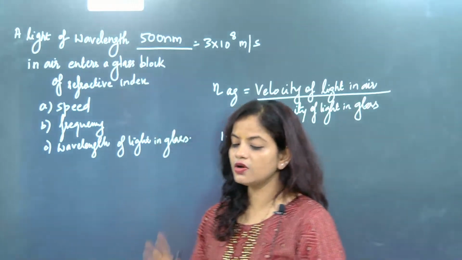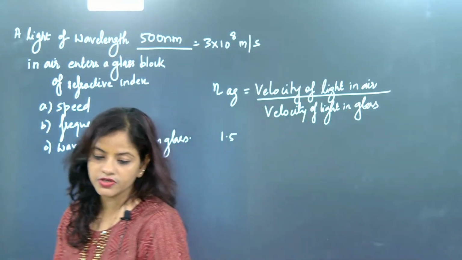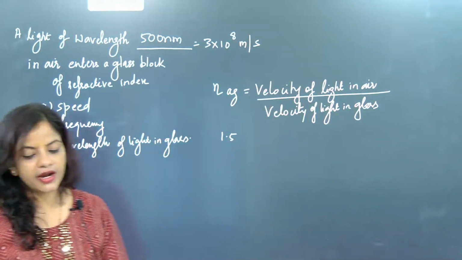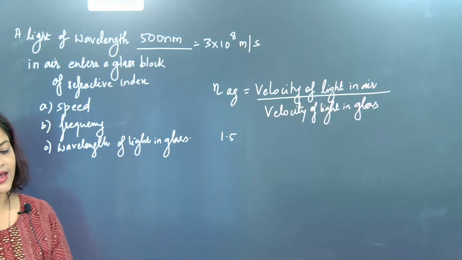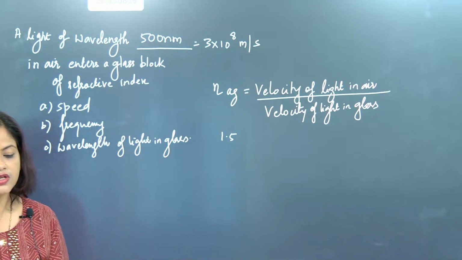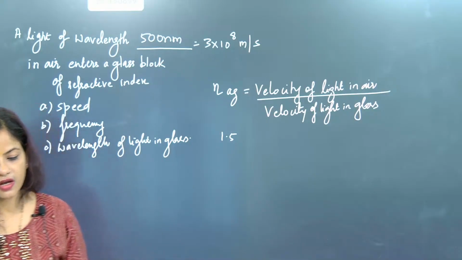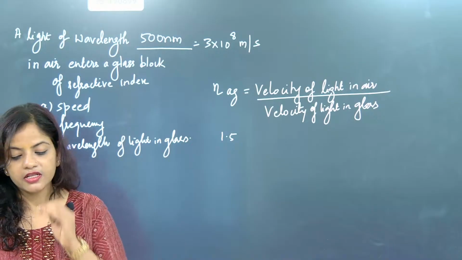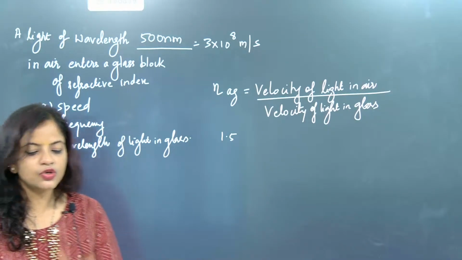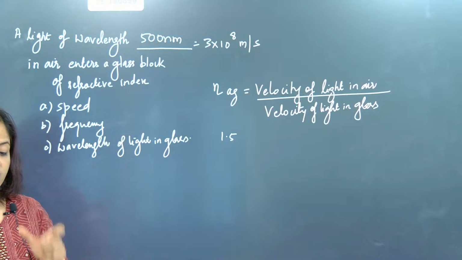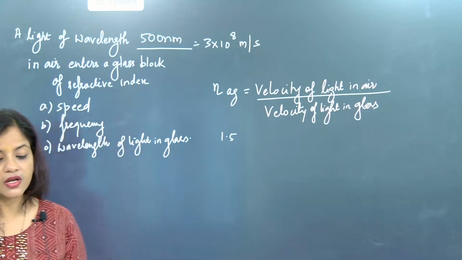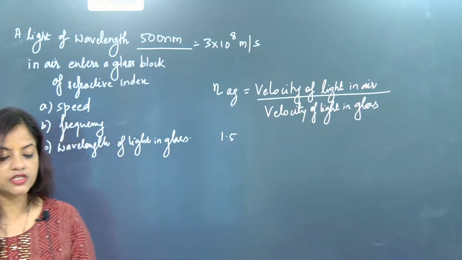See, what is given in the question? First, understand. They told that the wavelength of light in air is 500 nanometer. So we converted the nanometer, and what are we getting? We are getting the speed as 2.99 into 10 to the power 8 meter per second. This will be the velocity of light.